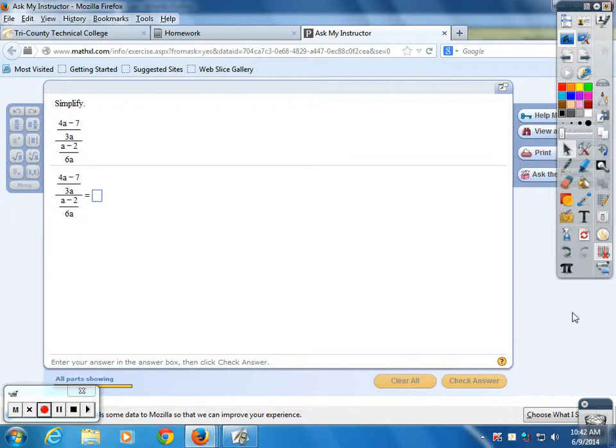Oh yeah, I'd quit on this one. Can you multiply by the reciprocal here? Yes, you can. I would do that first because this is a fraction divided by a fraction. That would be the shortcut way of doing it.